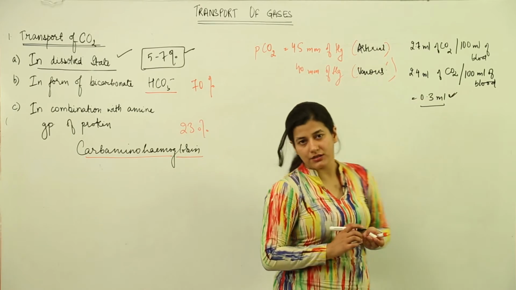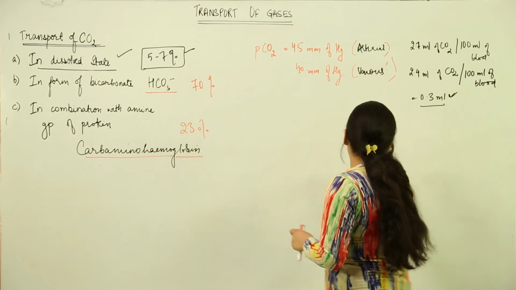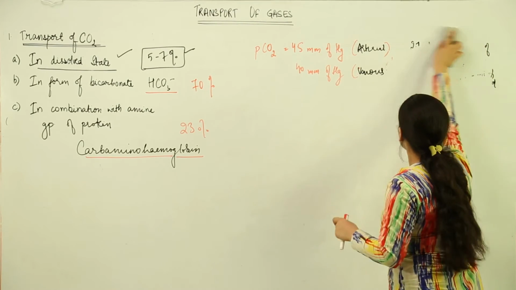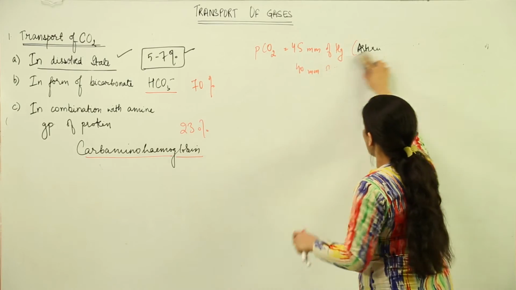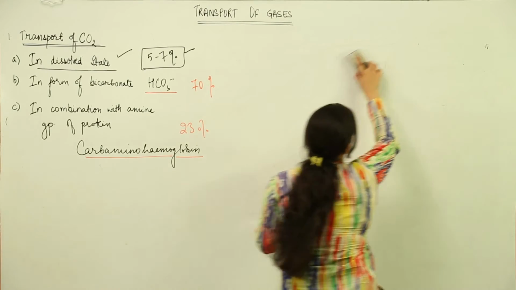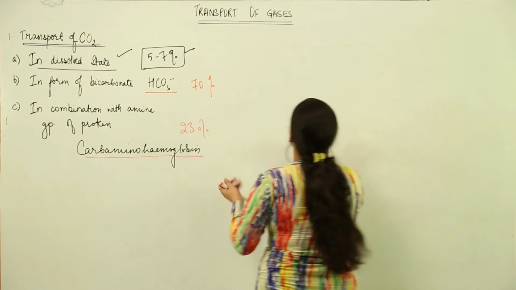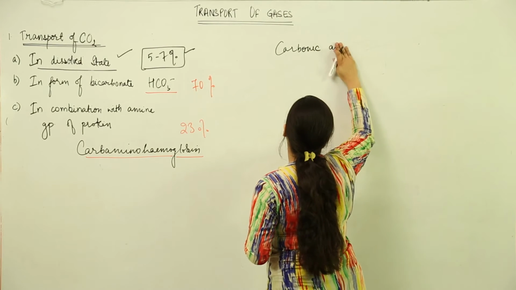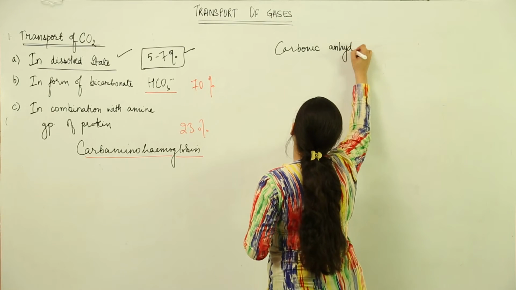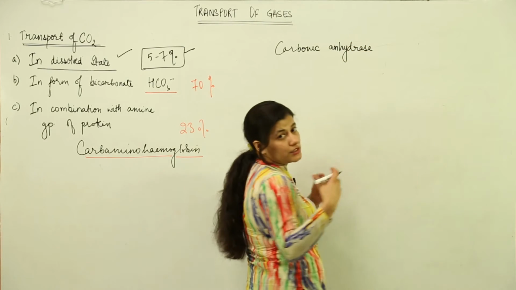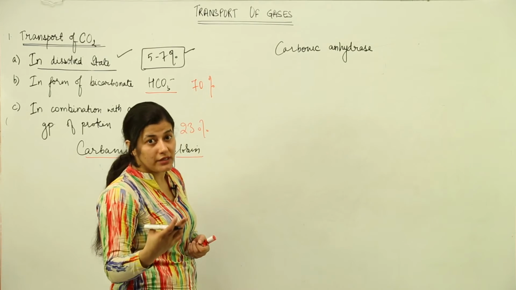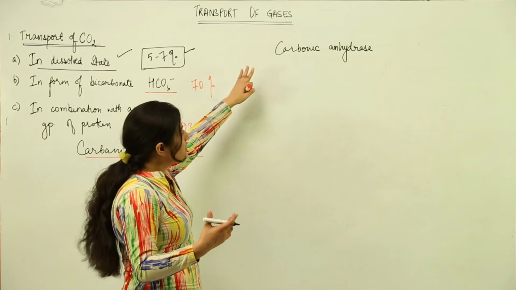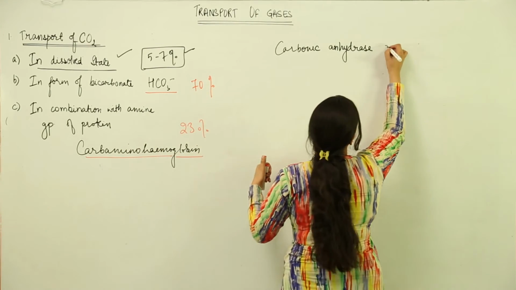Now coming to the second method, that is in the form of bicarbonate. The carbon dioxide diffuses into the blood, goes into the RBCs, and in the RBCs there is the presence of an enzyme known as carbonic anhydrase. This is one of the fastest enzymes. It increases the reaction rate as much as 1 million to 10 million times. This carbonic anhydrase is present inside the RBCs.